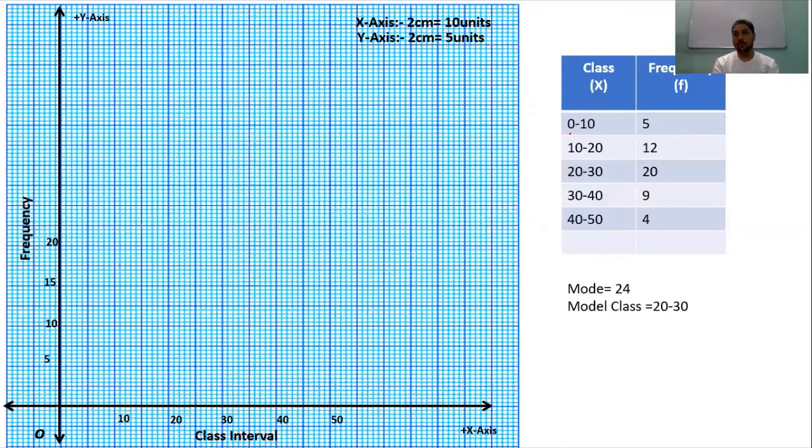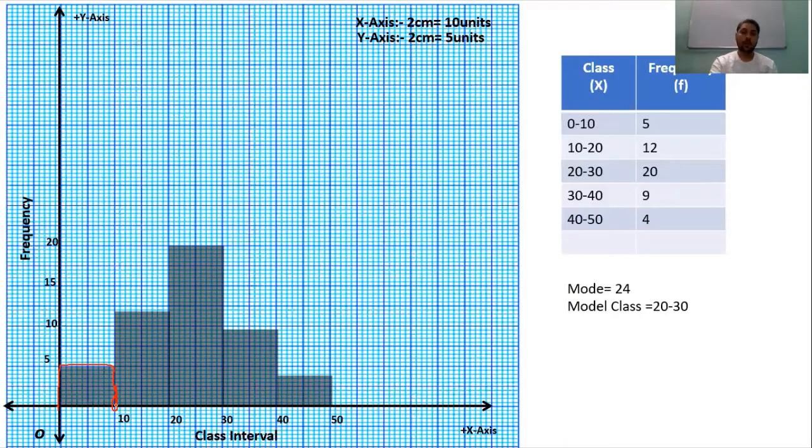histogram here. From 0 to 10 we have the value 5, so the plotting will be like this. 0 to 10 will have the first bar here. Then 10 to 20 we have 12 here. We'll plot this. Then we have the next bars: 20 to 30 as 20, 30 to 40 as 9, and 40 to 50 as 4.